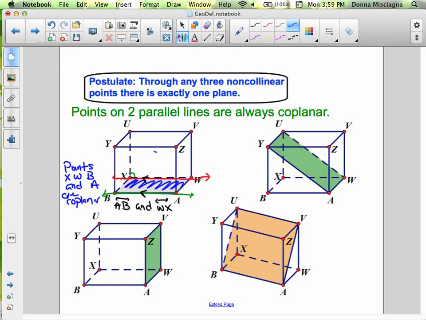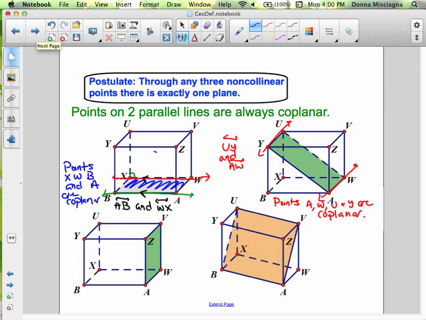We have other parallel lines though. So these 2 lines here, UY and AW. Those are parallel lines as well, right? And so if we have points on those parallel lines, they would be coplanar, right? So that means that points A, W, U, and Y are coplanar.